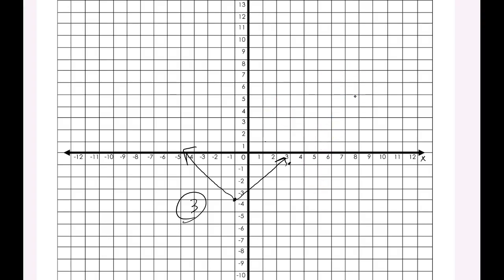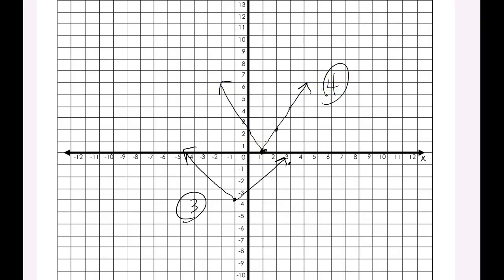Okay, for number 4, it's absolute value. Move to the right 1. Okay, but it's got a vertical stretch of 2 on it. So instead of just over 1, up 1, it's actually going to be over 1, up 2. Over 1, up 2. So it's a steeper absolute value graph. So something like that. Okay, so that would be number 4.